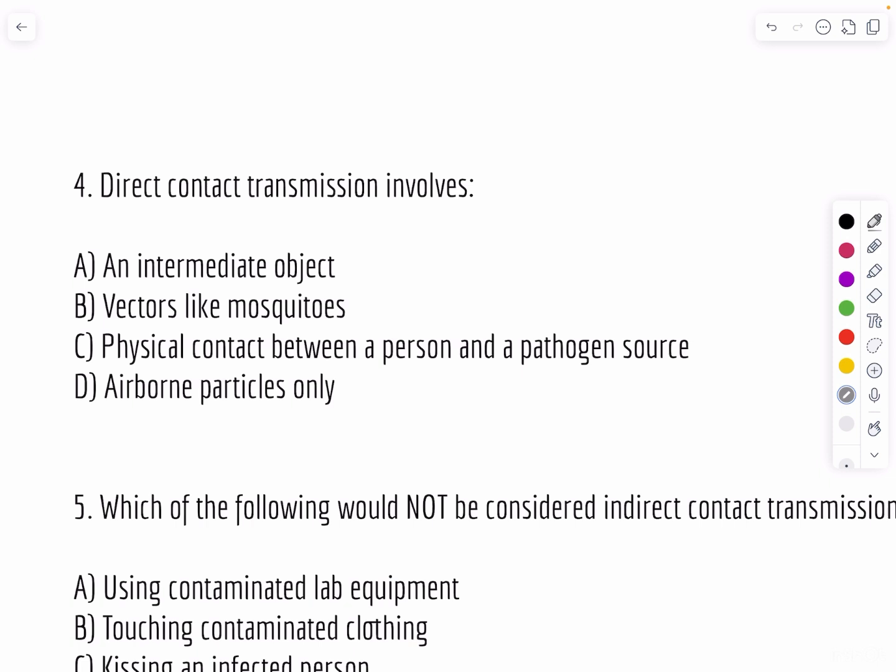Question 4. Direct contact transmission involves: an intermediate object, vectors like mosquitoes, physical contact between a person and a pathogen source, airborne particles only. The answer is C as well, physical contact between a person and a pathogen source, since all of the other examples are examples of indirect contact transmission.